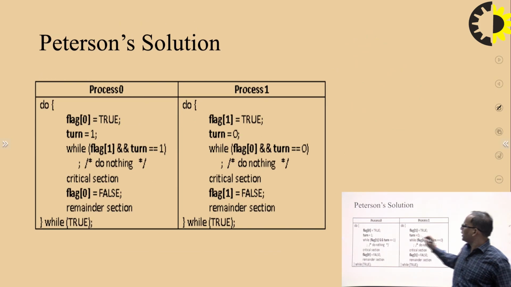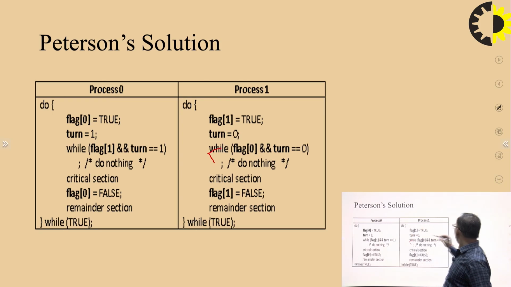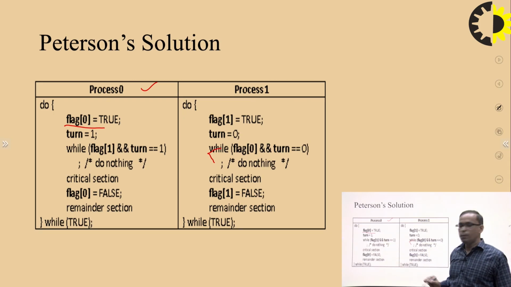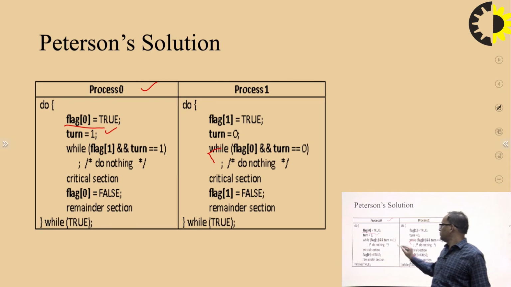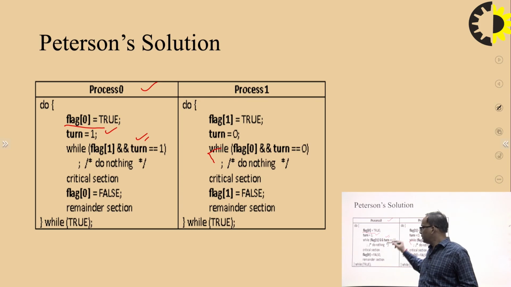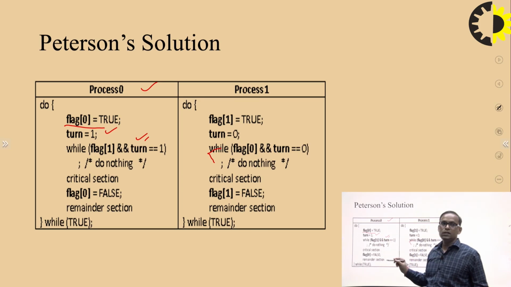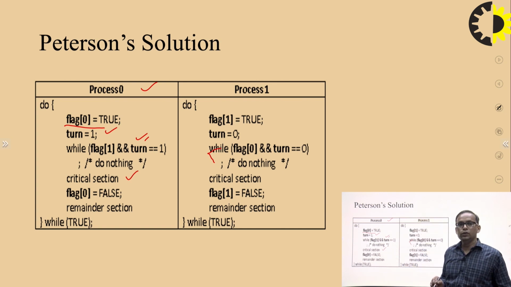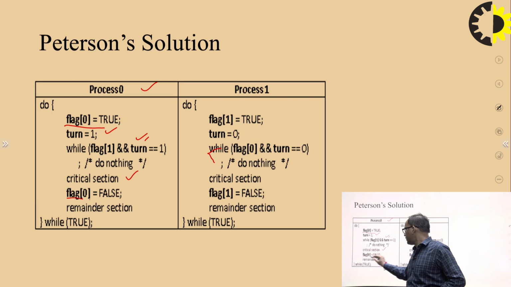For example, take process P0 and process P1. First, process P0 sets flag of 0 equal to true, then it checks whether turn is equal to 1. If both conditions are true, then process P0 will wait, because P1 is in the critical section. Turn is also initialized to P1 and P1 is also interested, so it will wait. As soon as P1 comes out, this condition becomes false, then process P0 will enter the critical section, and when P0 exits from the critical section, it will set its flag variable to false.